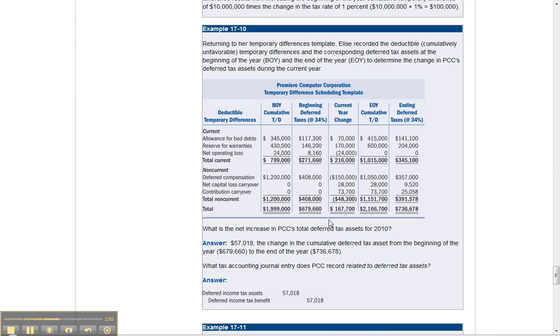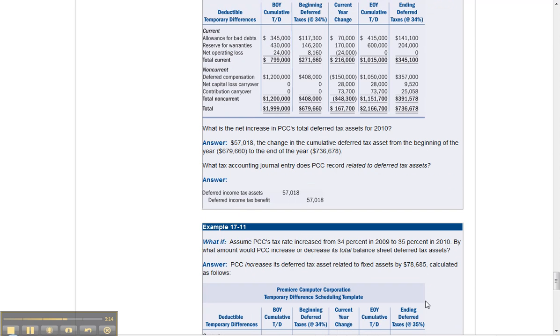So now we end up with this beginning of the year deferred tax asset, this end of the year deferred tax asset, and the difference, the change, represents the deferred income tax benefit that we have to recognize this year. We're going to pay less tax in the future because of these items, and that's a benefit to us. So we increase deferred tax assets, and we increase our deferred income tax benefit.